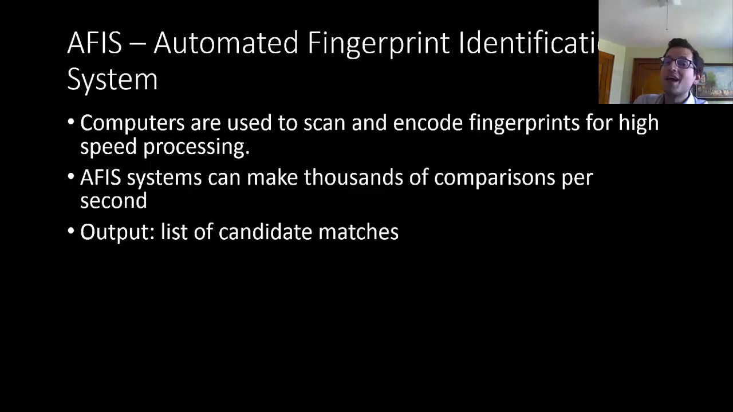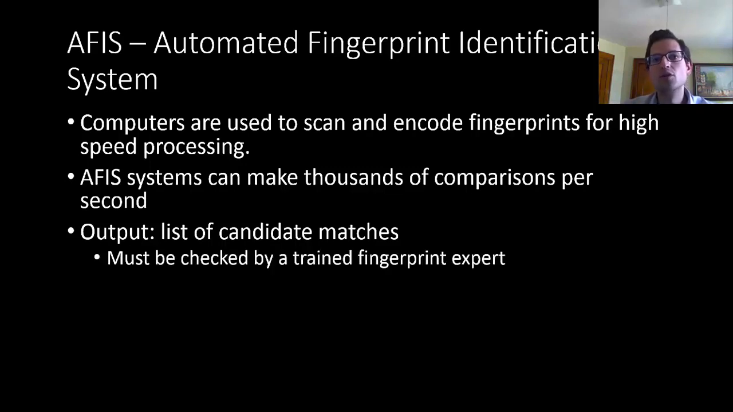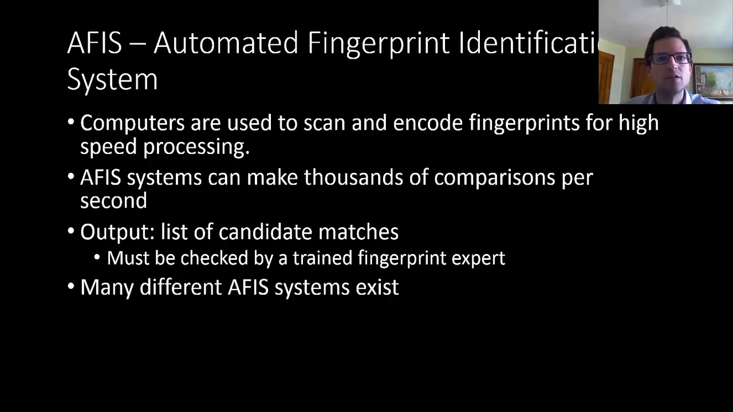And the output is a list of candidate matches. So if you take some fingerprints from somebody and you put them into the system, you'll get a set of possible matches. And then what do you do with the possible matches? Those are checked personally by a trained fingerprint expert. So the ultimate determination is made by a human fingerprint analyst.